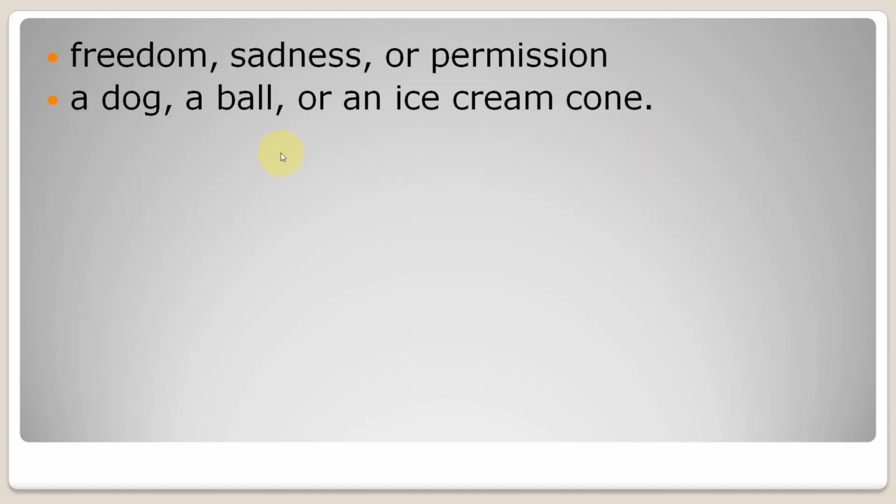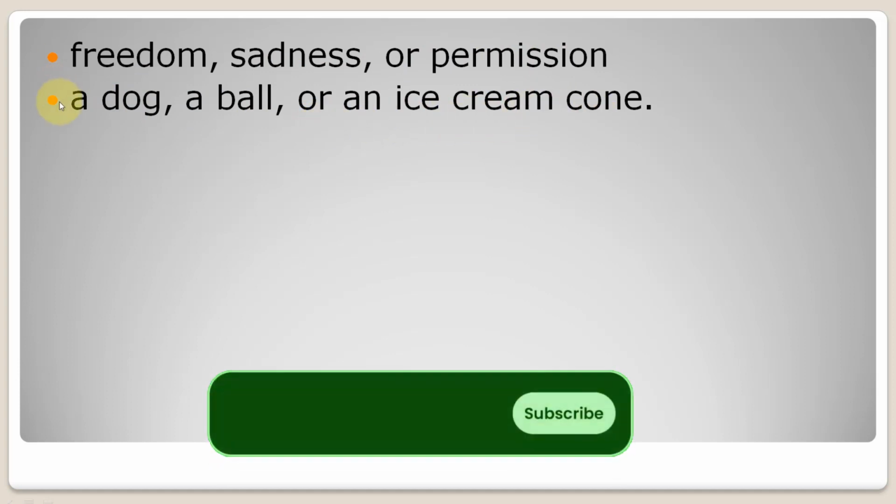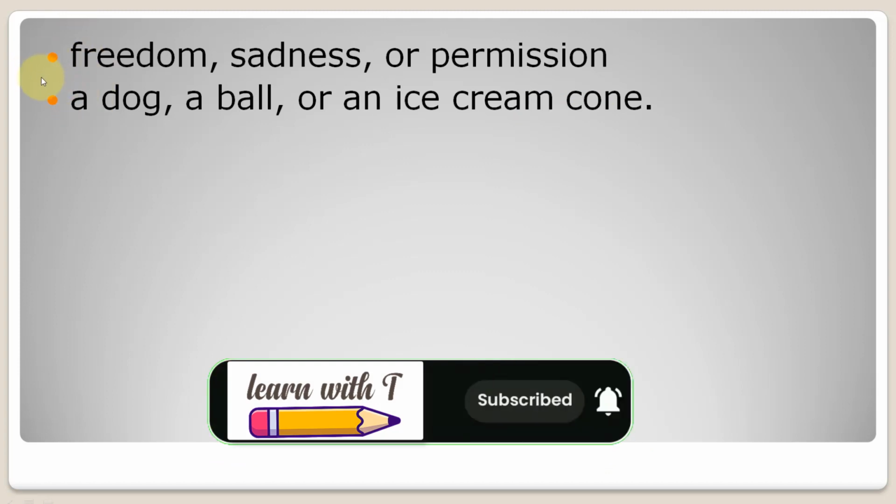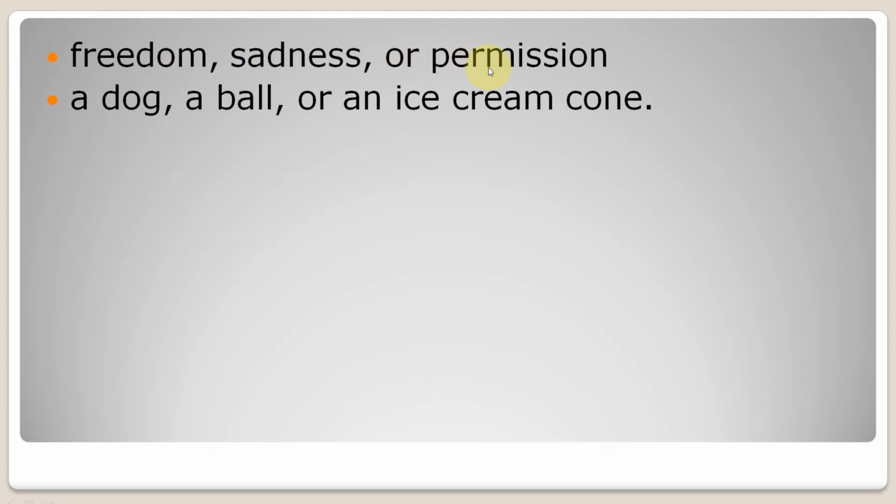So what do you see over here? You can see some nouns over here, for example freedom, sadness, permission, a dog, a ball, or an ice cream cone. What is the difference between these types of nouns? I have separated them with bullets. In the first bullet you can see the nouns of some things which you cannot touch or see. Like you cannot see freedom, you cannot touch freedom, you cannot touch sadness, you cannot touch permission. These are the nouns of those concepts which don't have a physical aspect of being.